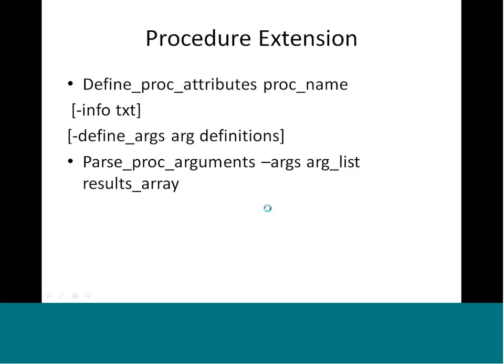Now the next one is the parse proc arguments. The parse proc arguments has an arg list as one of the arguments, and then a result array. So the results array will contain the parsed arguments essentially. That's stored in the result array, and then the arg list is essentially a list of arguments that needs to be passed to the procedure.